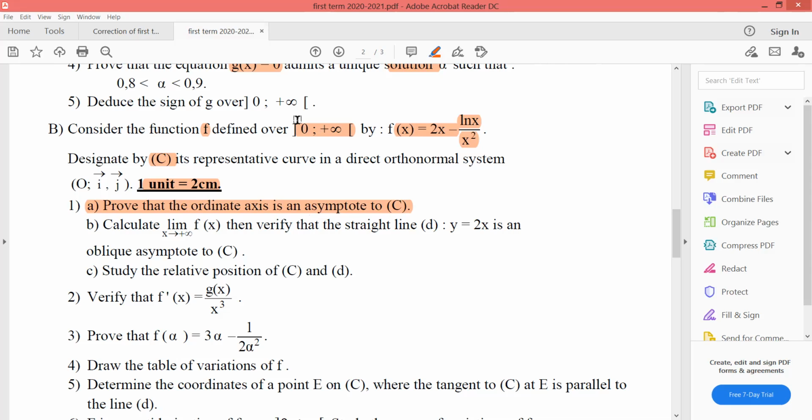Always we determine the limits at the open bounds of the domain. So the ordinate axis, as I told you before, it is the y-axis with x equal to 0. If we replace x by 0 in f, 2 times 0 is 0 minus ln 0 over 0 plus. Ln 0 is minus infinity over 0 plus. Minus times minus, we get plus infinity.